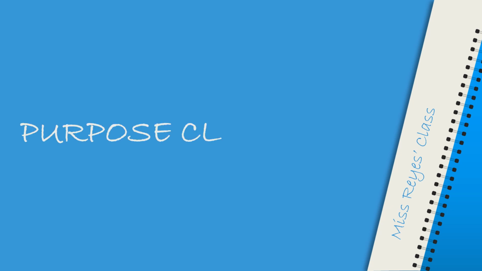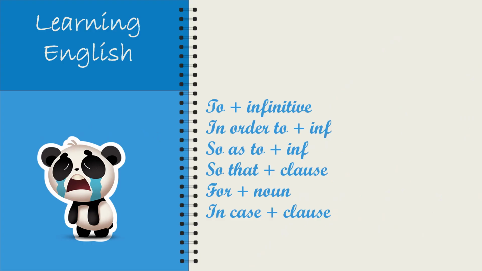Today I'm going to talk to you about purpose clauses. But don't cry, it isn't as difficult as it seems. I know that there are several ways to express purpose, so let's get straight into it. We can use to plus infinitive, in order to plus infinitive, so as to plus infinitive, so that plus a clause, that means a sentence, for plus a noun, and in case plus a clause.